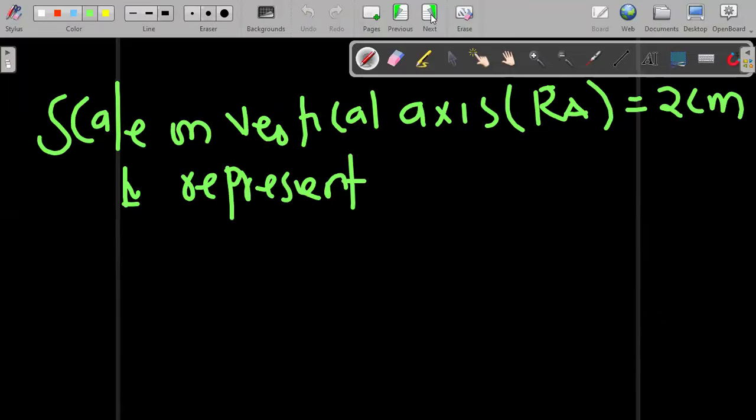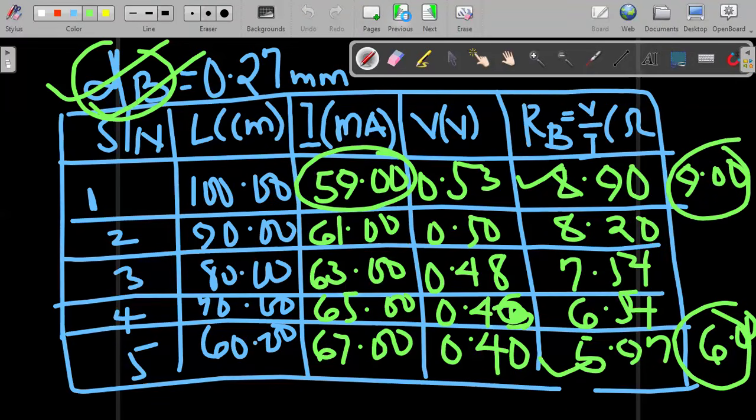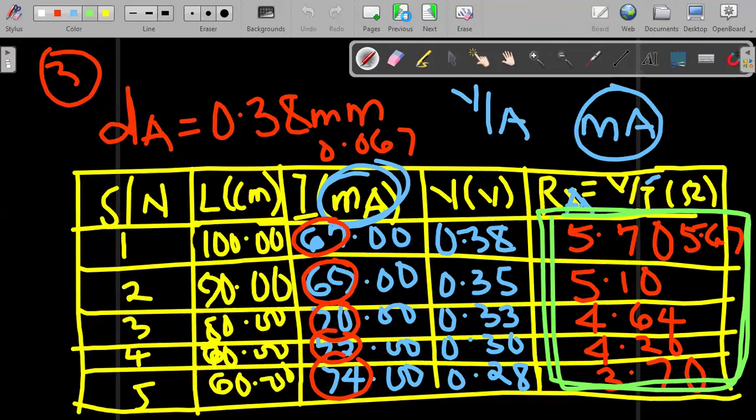Now, let's go back. Which scale can you take on R_A? We are taking 2 centimeters. What can one unit be? Is it 1? Is it 0.5? Is it 0.2? Is it 3? Is it 4? So suggest for me what one unit you can take on R_A. Make a suggestion, let me hear. 0.5. Okay.